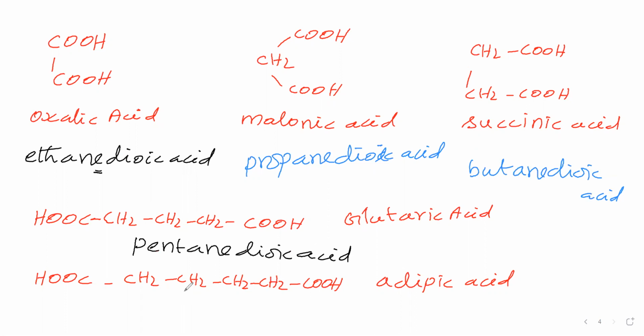Here, the parent chain contains 6 carbon atoms, therefore hex is the root word, primary suffix en, secondary suffix is dioic acid. Hexendioic acid is the IUPAC name for this compound. Okay. Next, we'll go for cyclic compounds. In the IUPAC nomenclature, we will discuss cyclic compounds.